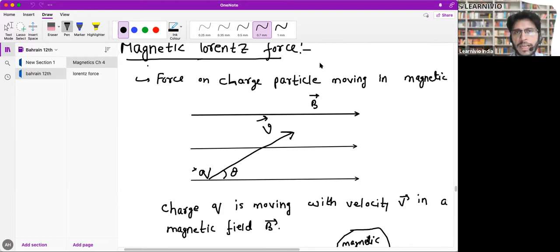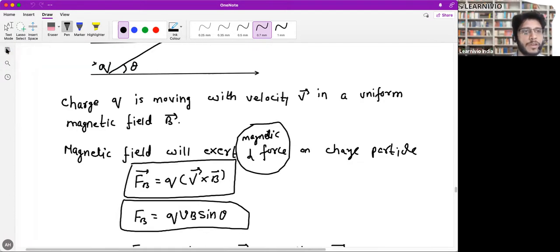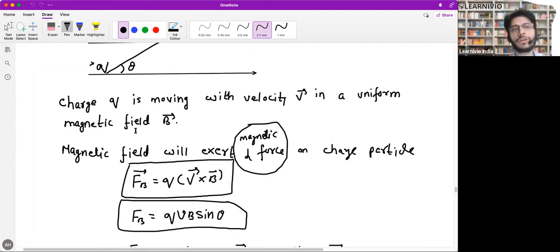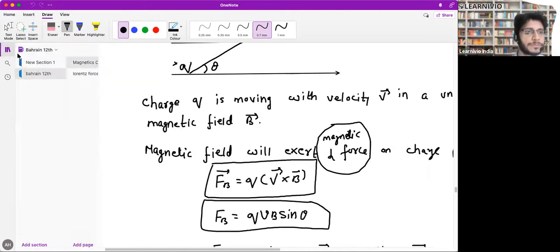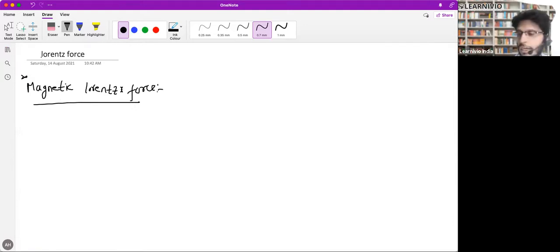So if a charged particle is moving in a magnetic field, then that charged particle will experience a magnetic force. This is the magnitude of the force and the direction is given by the right hand thumb rule. The next topic that we will do today is Lorentz force. It's based on magnetic Lorentz force only. If you know magnetic Lorentz force, then Lorentz force is easy. So we'll start with Lorentz force today.